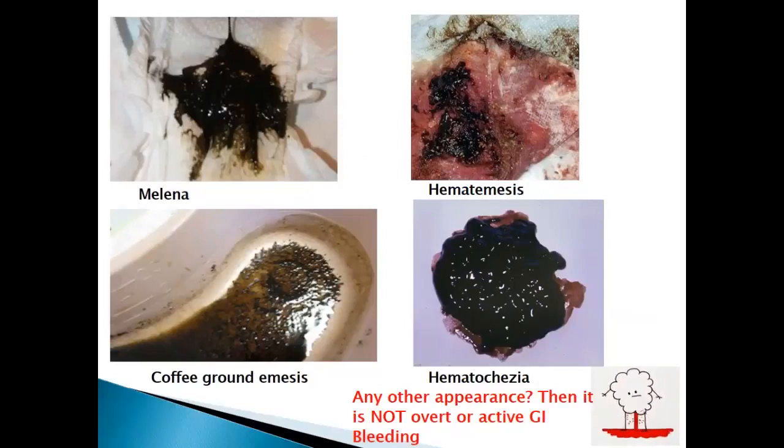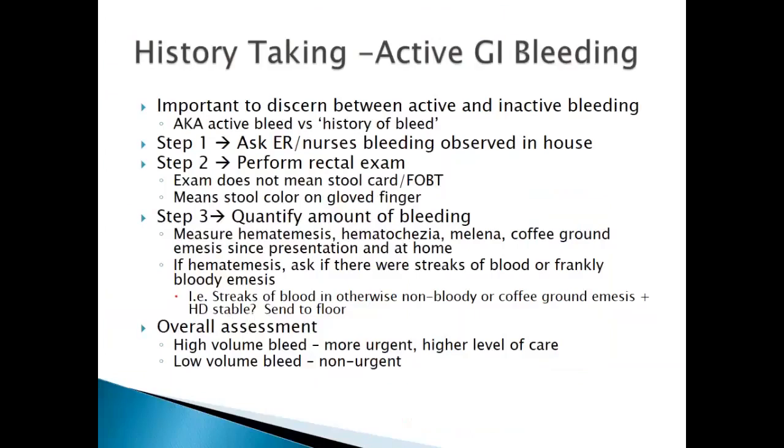Anything else really is not true overt bleeding. So tan or brown vomit can just be stomach contents that have been cleared. But if it looks like coffee grounds, that's when you think they're bleeding. And then hematochezia is just frankly blood with clots as well, just coming from the other end. And then, like I said, any other appearance, it's not overt or active GI bleeding. So if you don't see these things or the staff doesn't see it down in the ER, they're not actively bleeding, we'll say, at that time. So I think the history taking is important to define what active and urgent GI bleeding is.